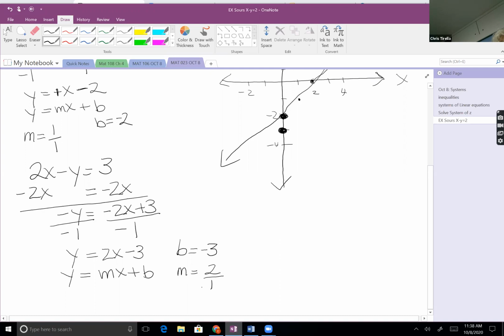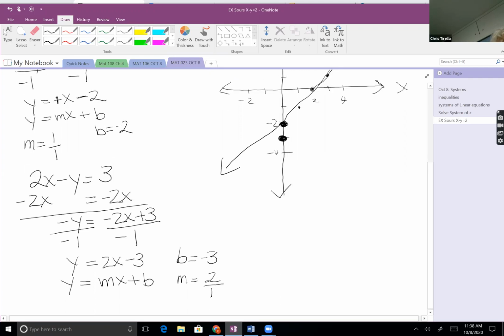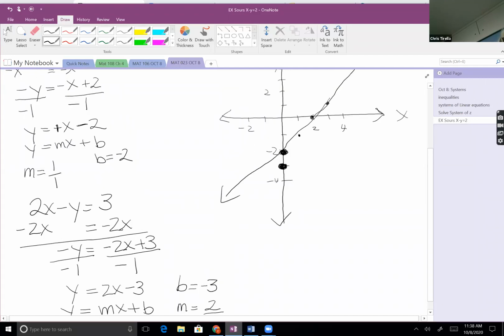M is 2, and so that means my slope is positive 2. So from this point, I'm going to go up 2 over 1, up 2 over 1.